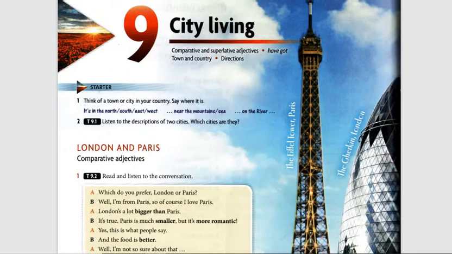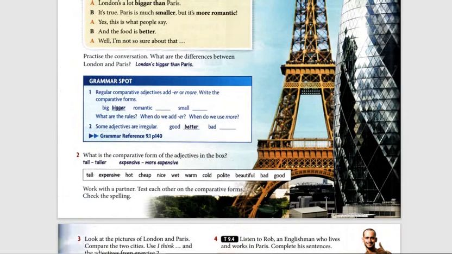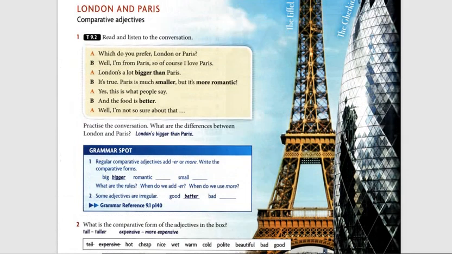Which do you prefer, London or Paris? Well, I'm from Paris, so of course I love Paris. London's a lot bigger than Paris. It's true, Paris is much smaller, but it's more romantic. Yes, this is what people say. And the food is better. Well, I'm not so sure about that.